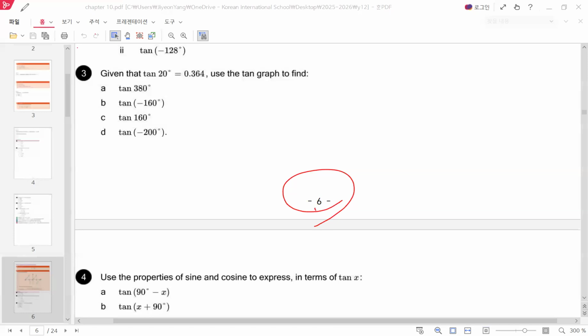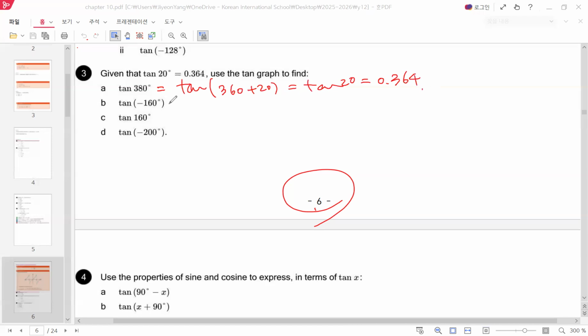Please use this table, students. Okay. So firstly, this one is very simple, students. You can write it down as tangent 360 plus 20, which is tangent 20, which is 0.364, the answer of this question.